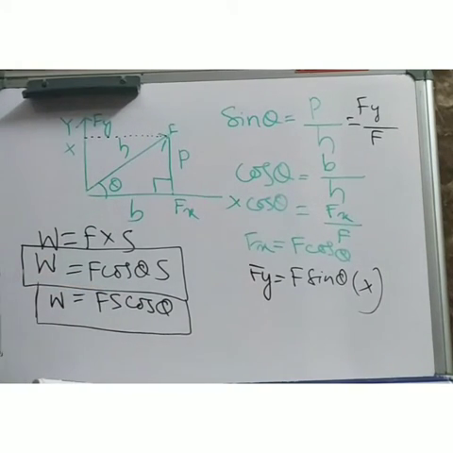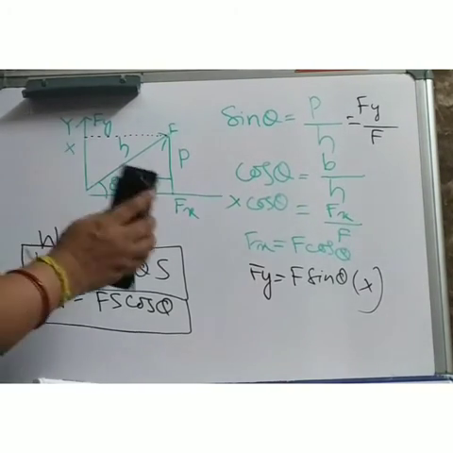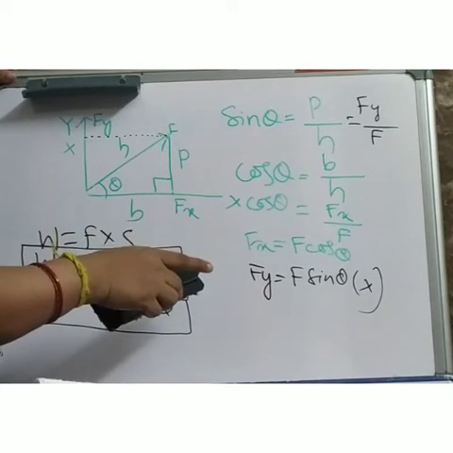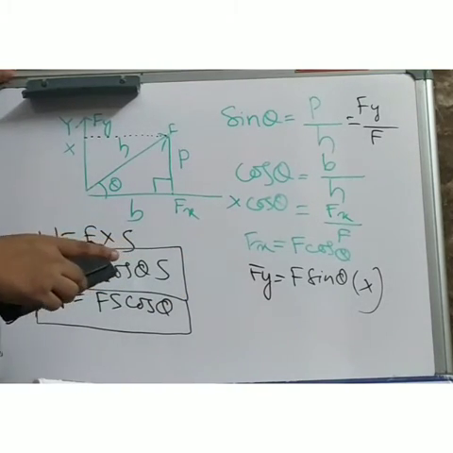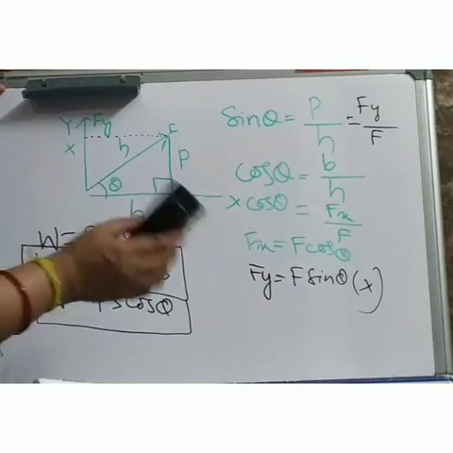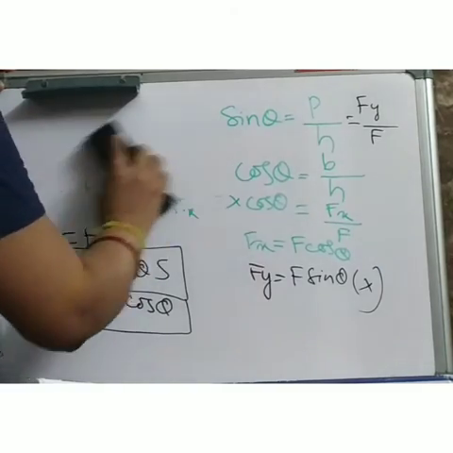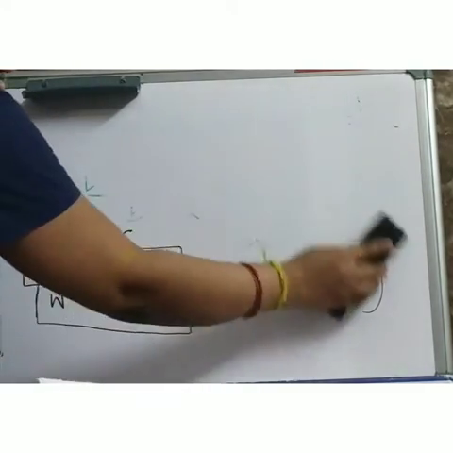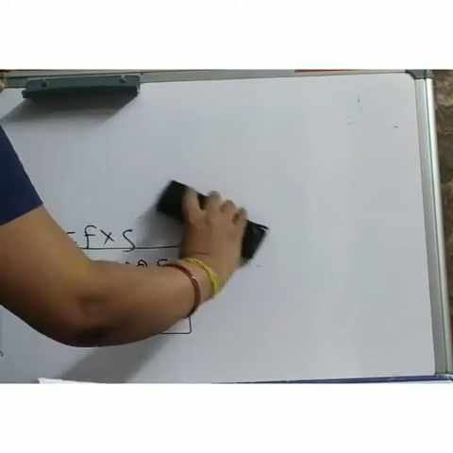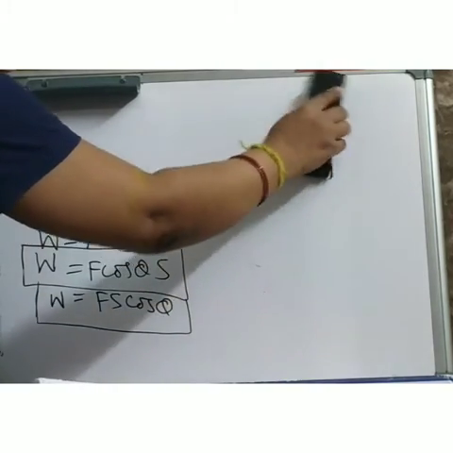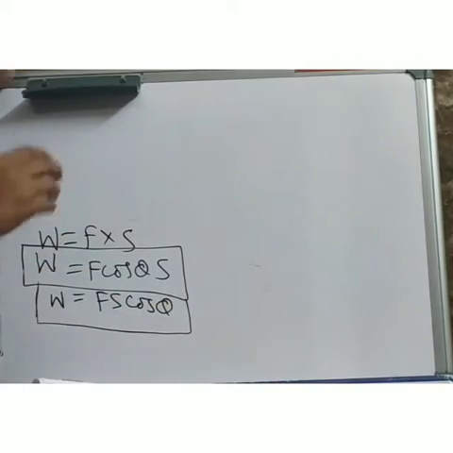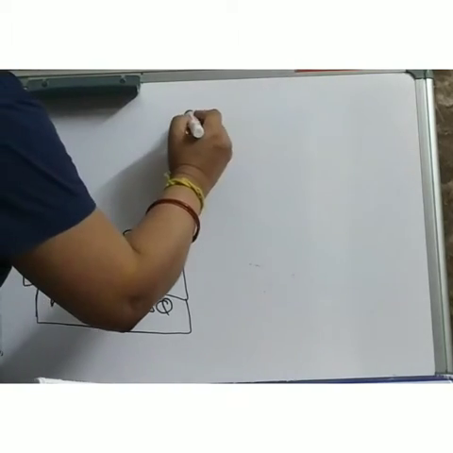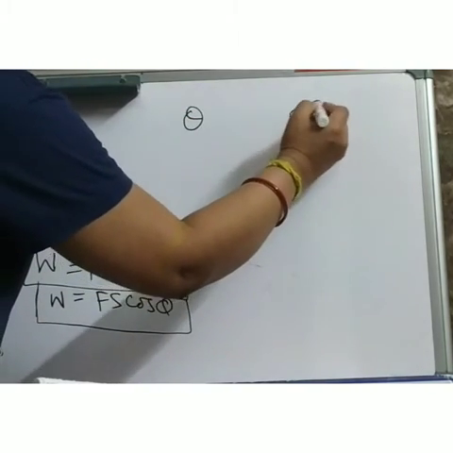So W is equal to F S cos theta. Now we will try to understand what exactly this is. Can I rub these things? I think you have noted it down. Now, how to calculate these theta values? Actually, there is a table with different values. So this is your theta. This is your cos theta.